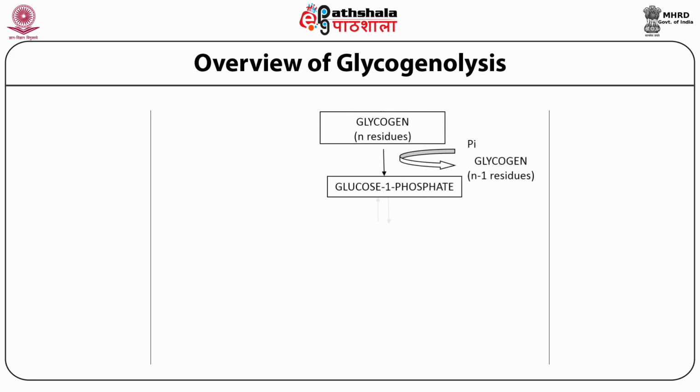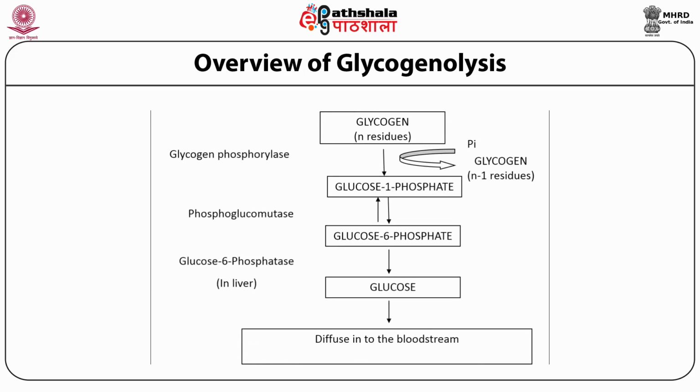Now let's have an overview of glycogenolysis. Glycogen phosphorylase catalyzes phosphorylated cleavage. It occurs at the non-reducing terminal of the glycogen chain. Debranching enzyme separates the branch and transfers it to the main chain. It also releases the residue at the alpha-1,6 branch as free glucose.